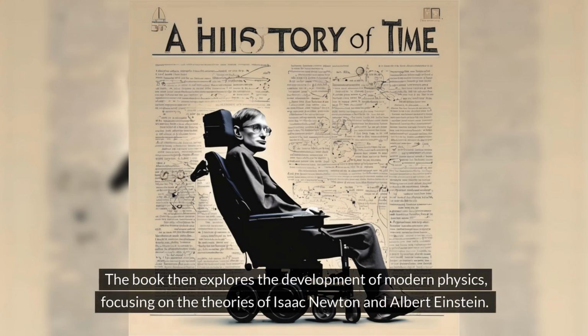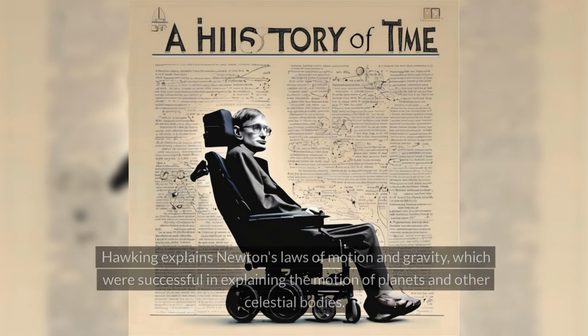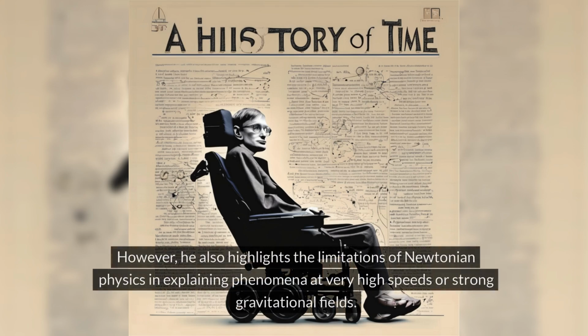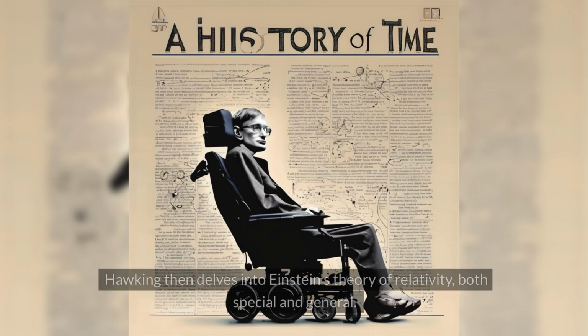The book then explores the development of modern physics, focusing on the theories of Isaac Newton and Albert Einstein. Hawking explains Newton's laws of motion and gravity, which were successful in explaining the motion of planets and other celestial bodies. However, he also highlights the limitations of Newtonian physics in explaining phenomena at very high speeds or strong gravitational fields. Hawking then delves into Einstein's theory of relativity, both special and general.